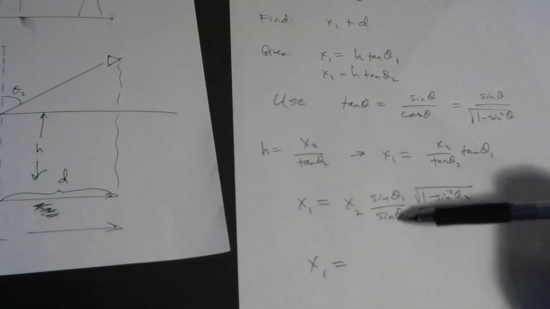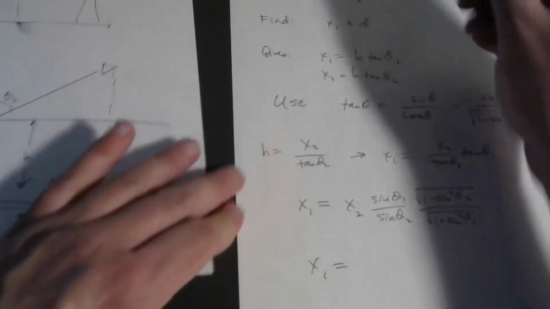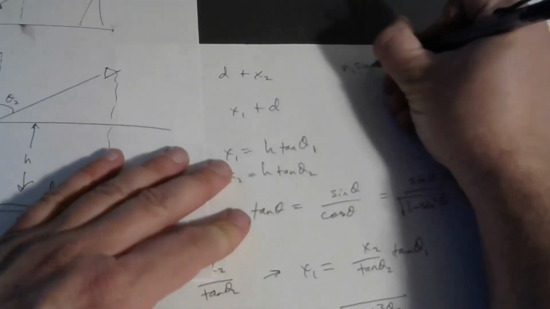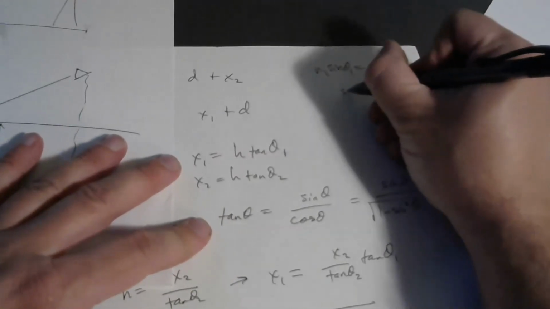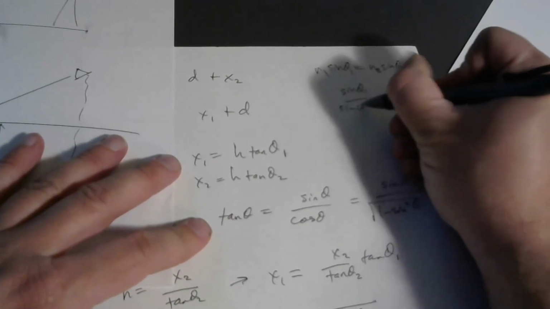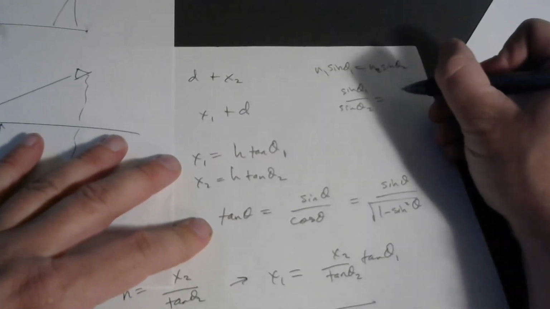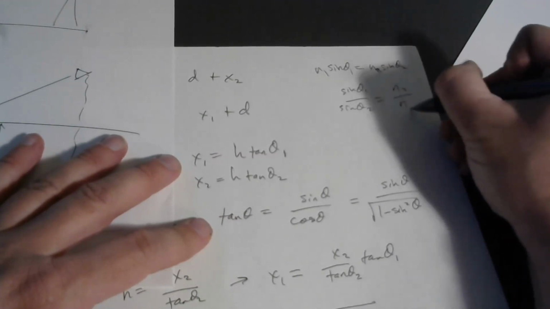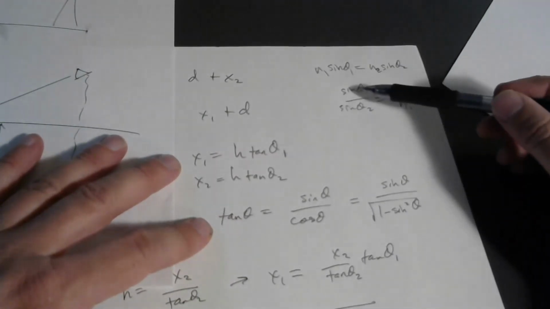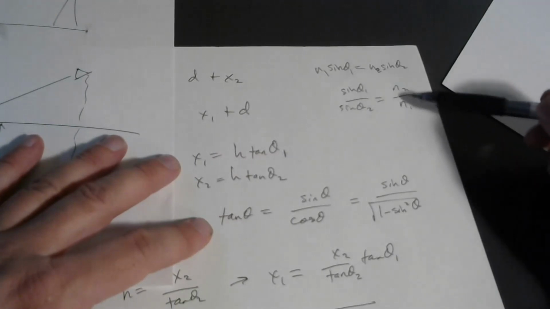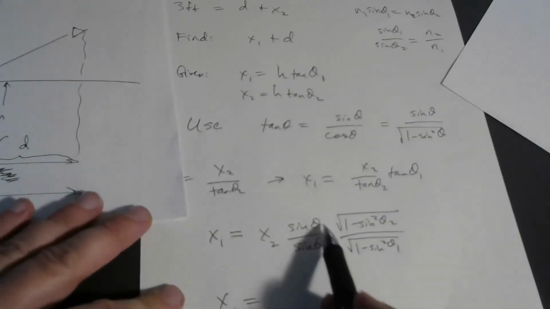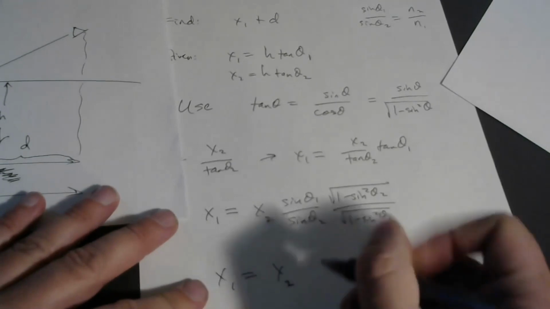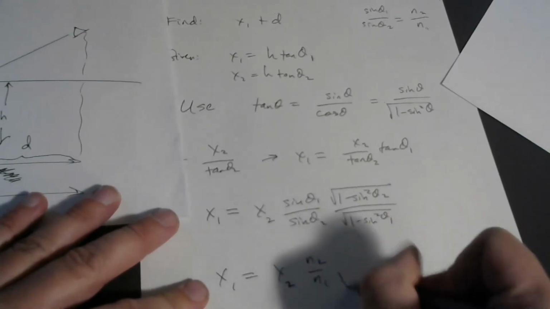Remember, the ratio of the sines is easily related to the ratio of the indices of refraction. Snell's law says that n1 sine theta 1 is n2 sine theta 2. So the ratio of sine of theta 1 to sine of theta 2 would be the reciprocal relation of the indices of refraction. That's a nice thing to memorize. If you want sine of theta 1 over sine of theta 2, you just flip the subscripts and use the ratio of the indices of refraction. So here I'd have an n2 over n1. What am I supposed to do with this?